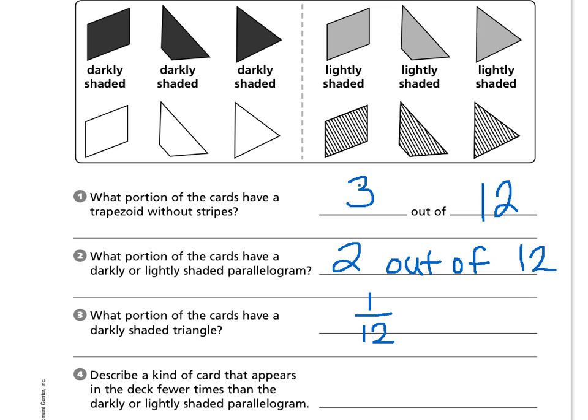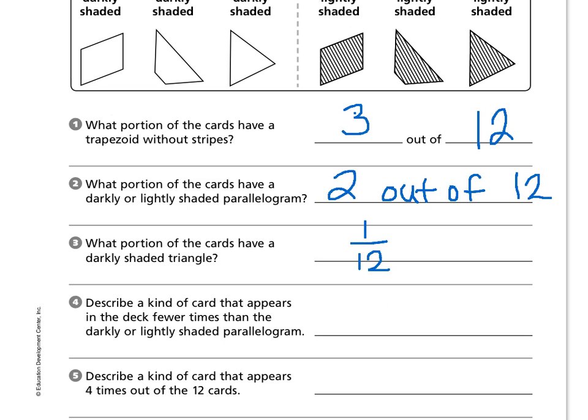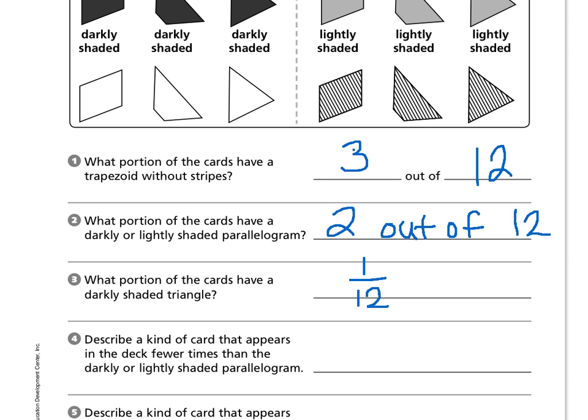For number 4, I need to describe a kind of card that appears in the deck fewer times than a darkly or lightly shaded parallelogram. Well, I know that the darkly or lightly shaded parallelogram is going to be 2 out of 12. So I need to find something that appears less. And I can see that if I have a striped triangle, there's only 1 striped triangle, so that would be 1/12.